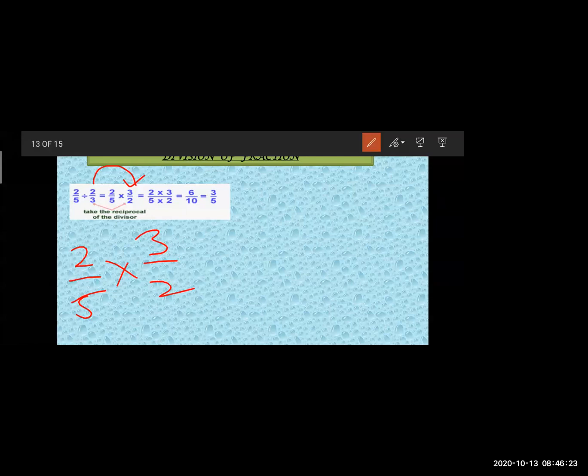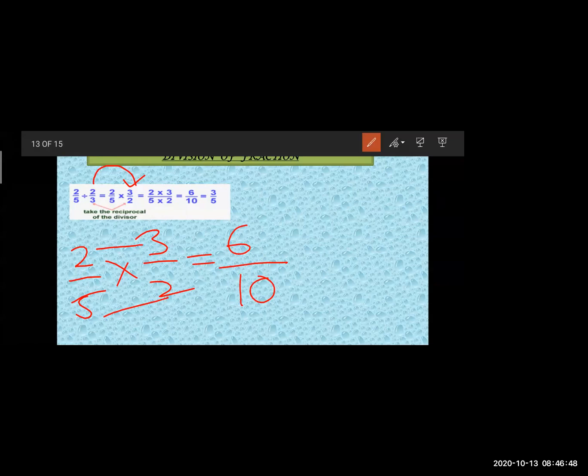You can see here, it was 2 upon 3. We reciprocated it and we got 3 upon 2. Now we have simple multiplication. The division sign is converted to multiplication, and when we converted division to multiplication, we reciprocated the number. So we get 2 3s are 6 and 5 2s are 10.